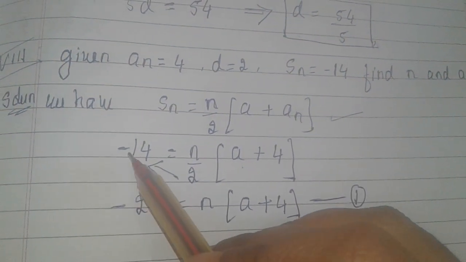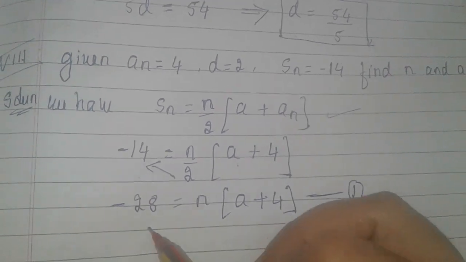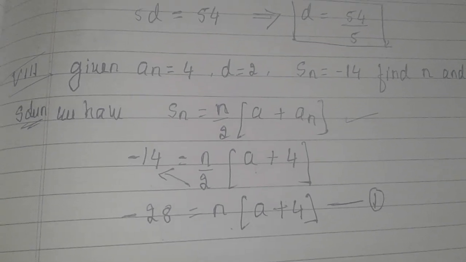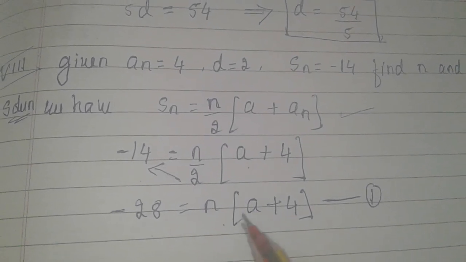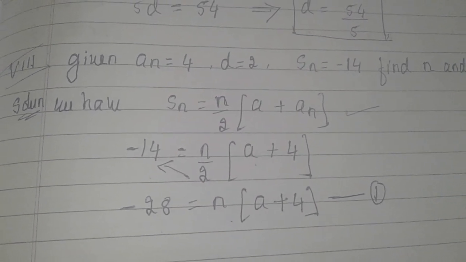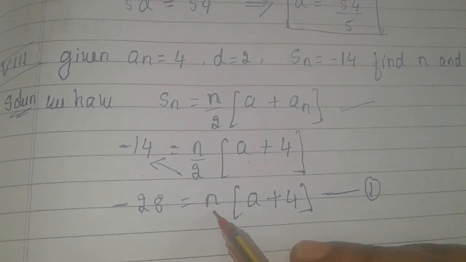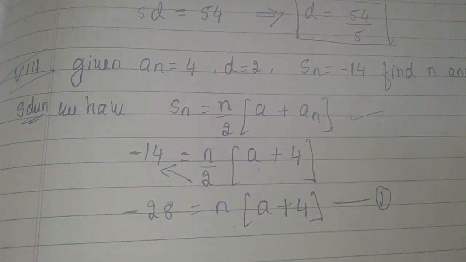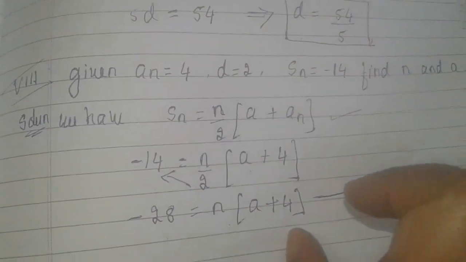So bring 2 this side: minus 14 into 2 is minus 28, equals n into (a plus 4). You may get a doubt how to solve this. We cannot solve it because n and a are two variables. So keep it as it is, and let me move to the next concept.